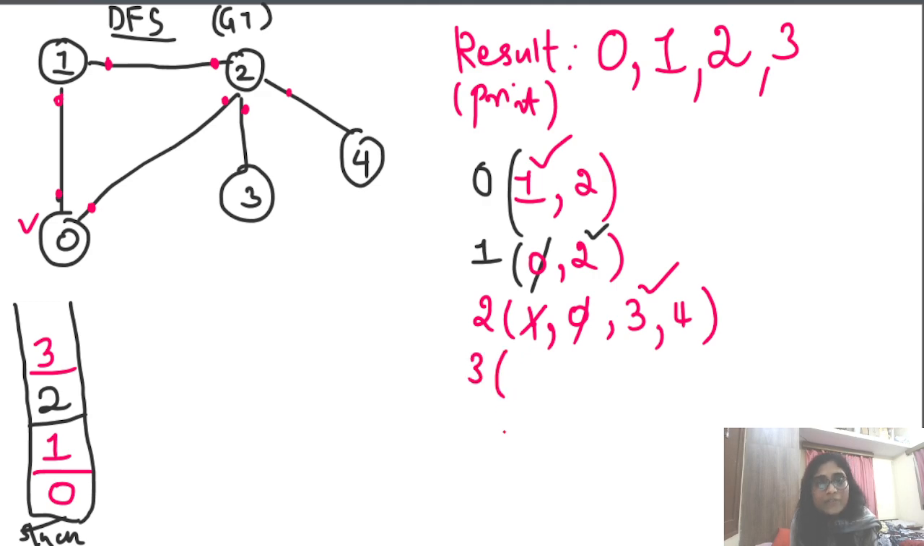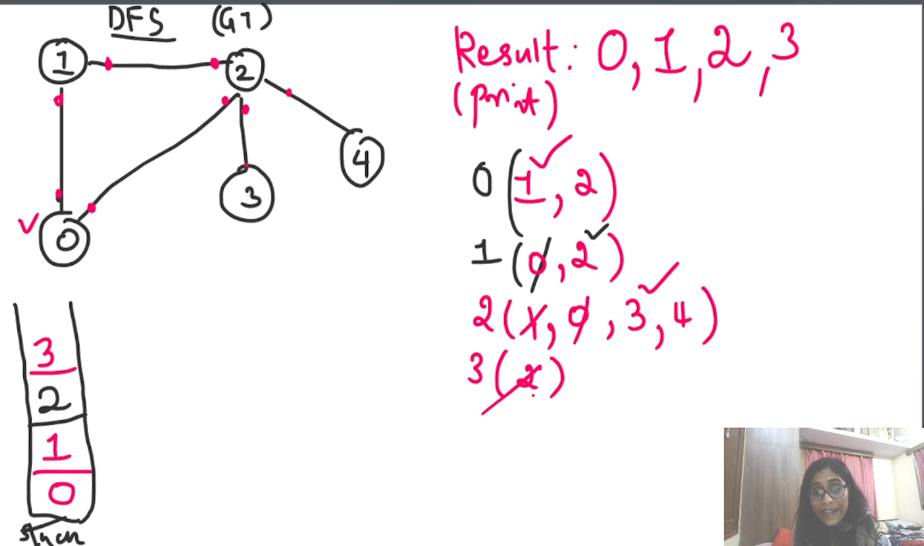Try to identify the friends of 3. Okay, 3 has only one friend, correct? There's only one line going out of 3. Can you see that? It's connecting to 2. But 2 was already printed in the result, so let's not bother.